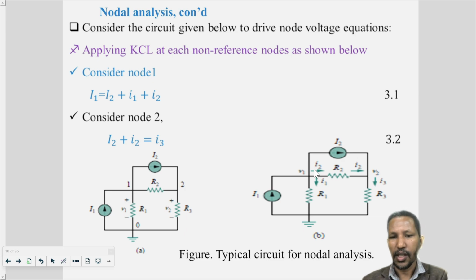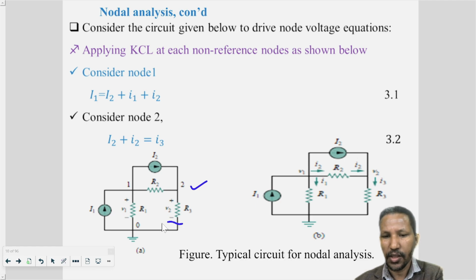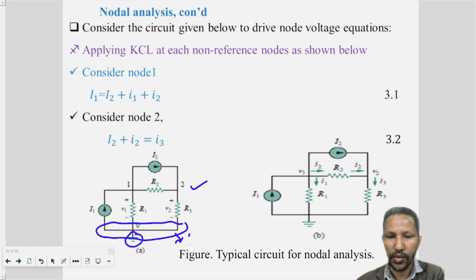So as you can see, this is the circuit. This is the given circuit. That means apply KCL at each non-reference node as shown. You can see here, this is the reference node. As you can see here, this is the reference node.